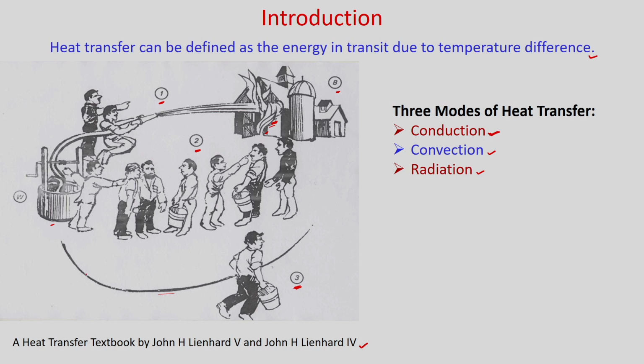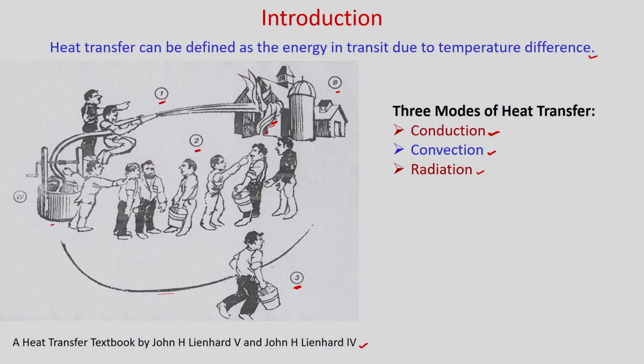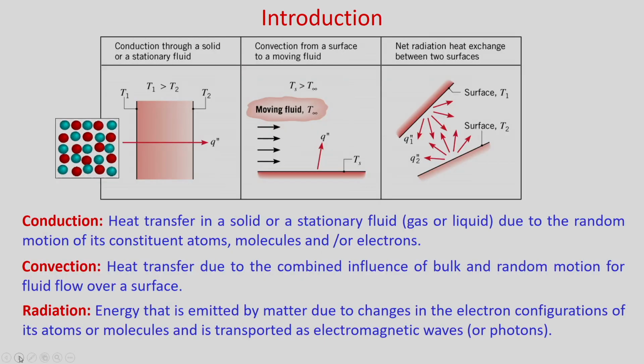So, this person is actually moving and trying to extinguish this fire. So, this is a kind of convection. Convection, you know, takes place due to the presence of fluid flow, and you can compare this mode with convection. In the first mode, you can see here actually they are directly putting the water on the fire and there is no movement. So, this mode you can compare with radiation.